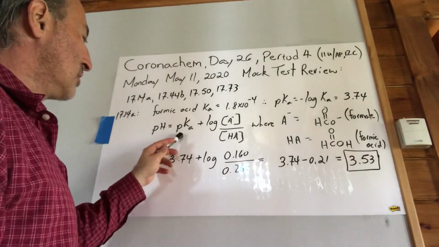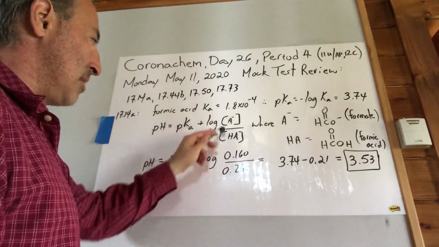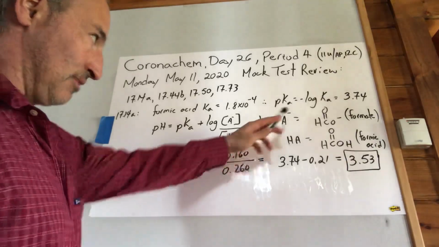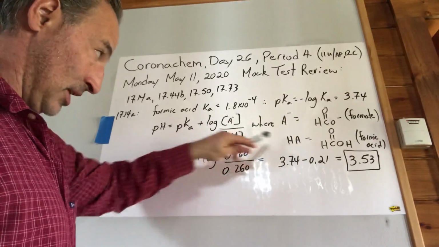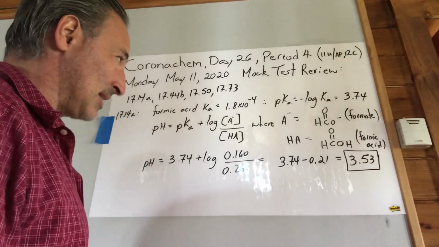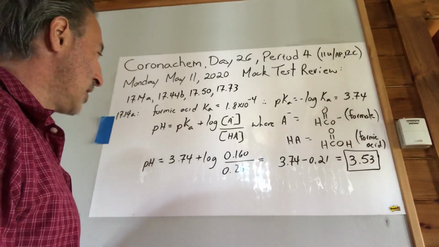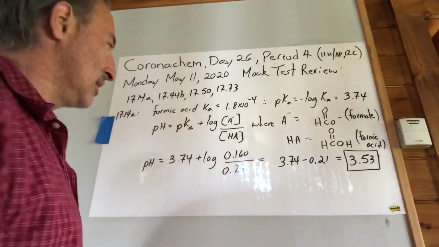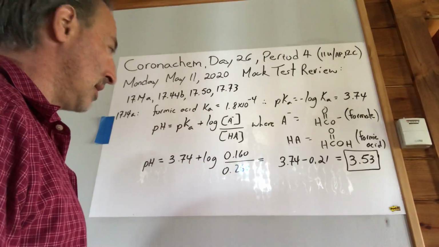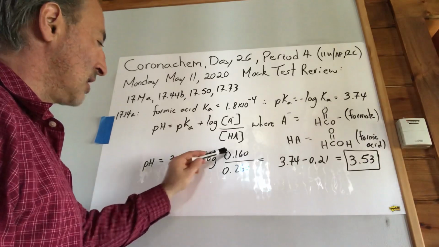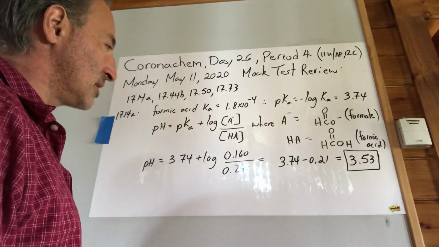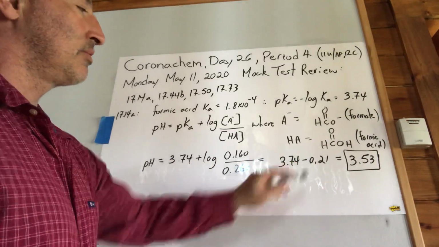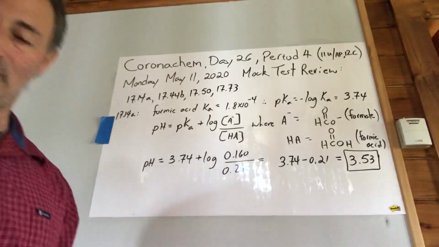pH is equal to pKa plus log of A minus over HA, where A minus is the formate anion and HA is the acid. A good way to remember this formula is to say AHA. The A is on top, A minus, the conjugate base is on top. So 3.74 plus log of 0.16 over 0.26 gives you 3.74 minus 0.21, and you get an answer of 3.53.